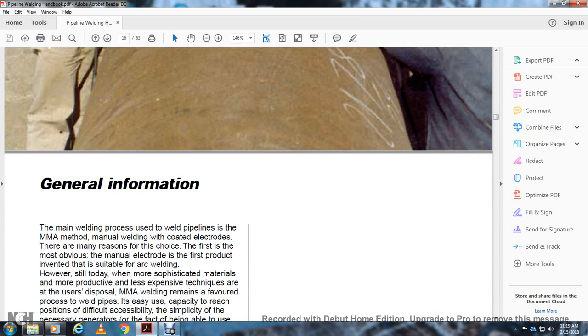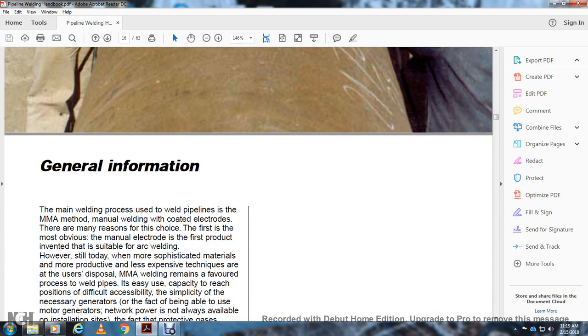There are many reasons for the choice. The first and most obvious is that the manual electrode was the first production invented suitable for electric arc welding. However, still today, with sophisticated materials, less expensive techniques are used for the deposition of the metal arc.